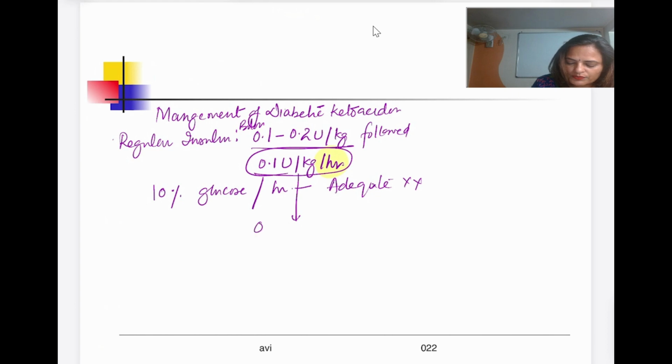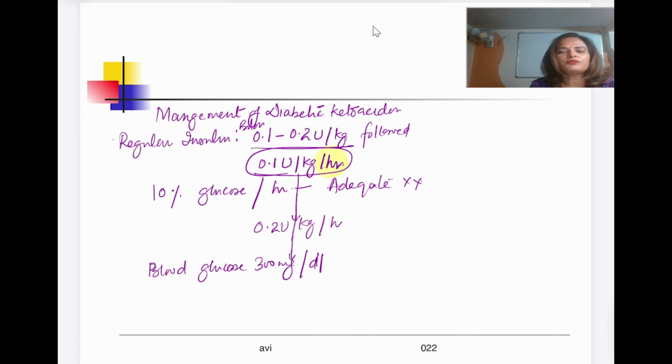But if the person is not achieving this adequate response, then make it double. 0.1 to 0.2 unit per kg per hour. And till how long you are going to do this depends on the blood glucose level, till the blood glucose level comes to 300 milligram per deciliter.